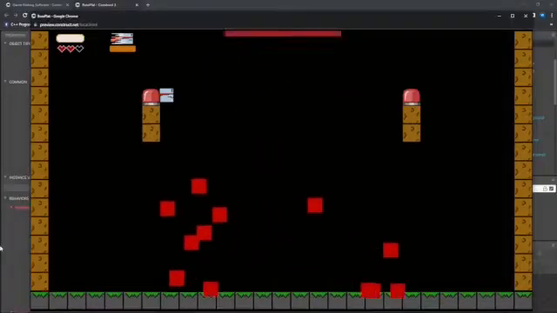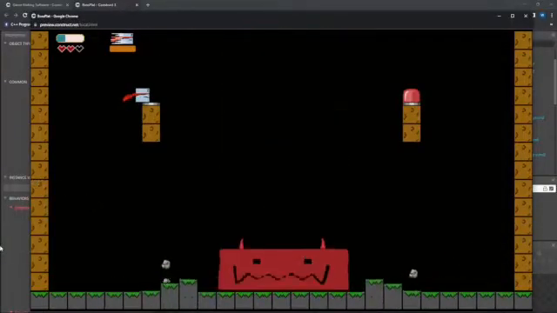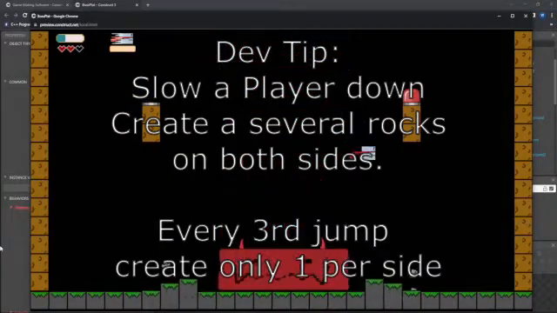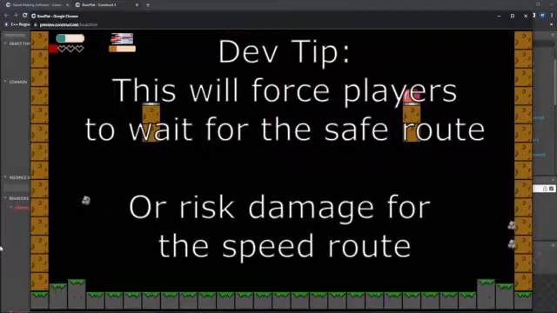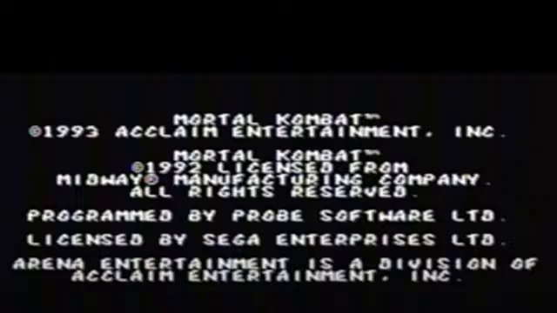The third mechanic is at 25% life remaining, and our boss shoots out three rocks. He'll randomly throw two in one direction and one in the other one, and essentially we are just trying to make it so if the player slips up even the slightest bit, they're going to be taking some damage, so hopefully they got to this point with a little bit of extra life.